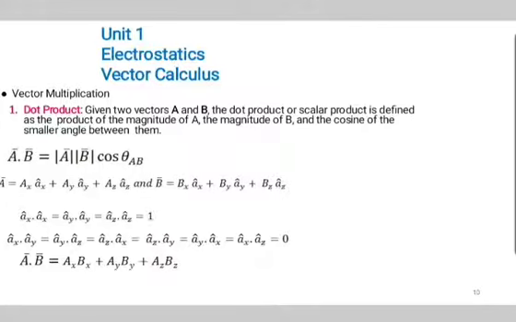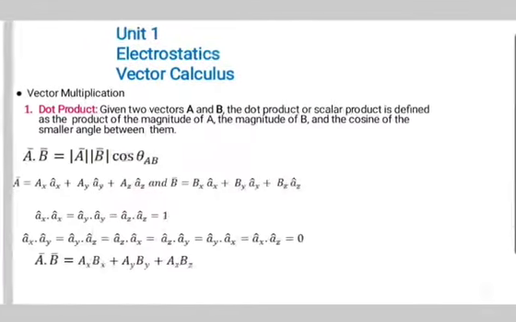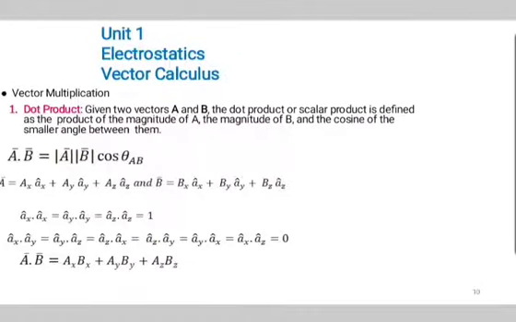So dot product is here given two vectors A and B. The dot product or the scalar product is defined as the product of the magnitude of A and the magnitude of B and cosine of the smaller angle between them. So A bar dot B bar is equal to mod of A bar into mod of B bar into cos theta AB. Now here what is A bar? It is Ax. Here A bar is given. So this is the representation of the A bar, and B bar is given.